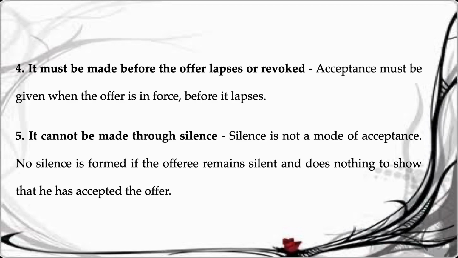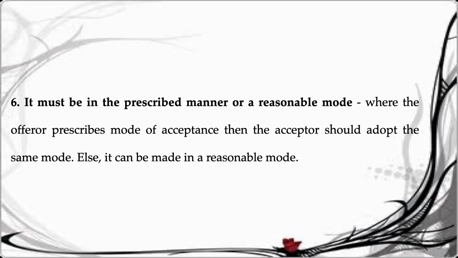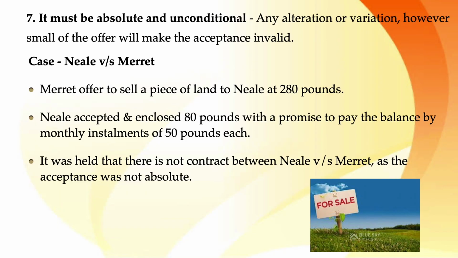It cannot be made through silence. It must be made in the prescribed manner or a reasonable mode. These are the 6 essentials of acceptance we looked at last class. Today we will be looking at a few more. The 7th point says it must be absolute and unconditional.